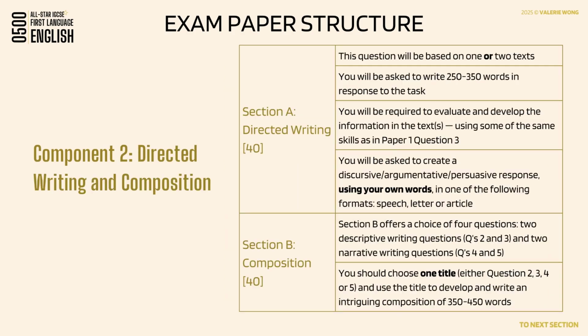And finally, we're on paper 2, the writing paper. Section A, directed writing, and section B, composition, both for 40 marks. Now, directed writing would be based on 1 or 2 texts, usually 2. You'll be asked to write 250 to 350 words in response to the task for your own opinion. You will be required to evaluate and develop the information in the text using some of the same skills as in paper 1, question 3, or extended response.